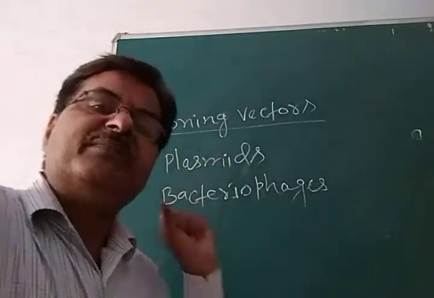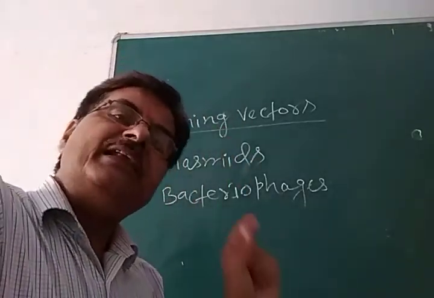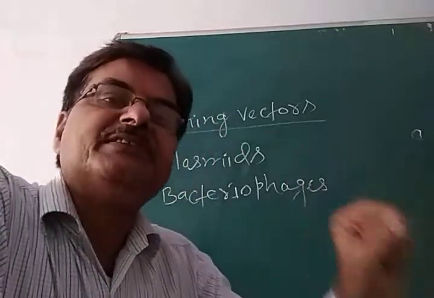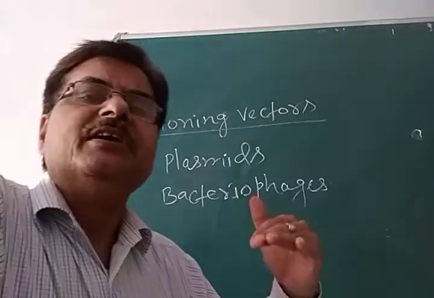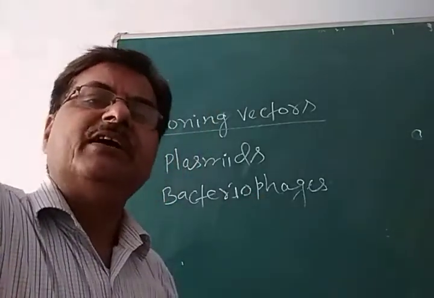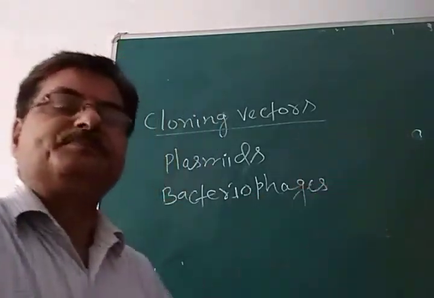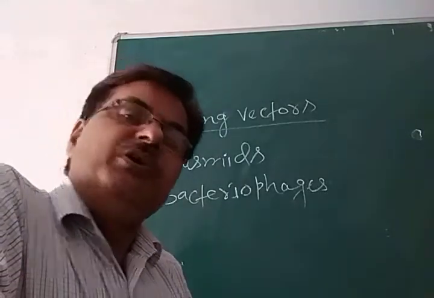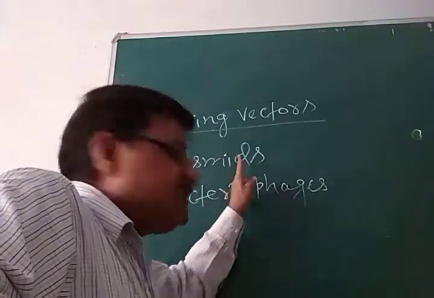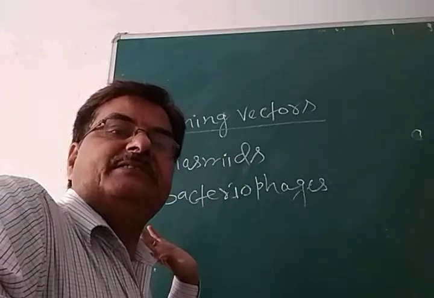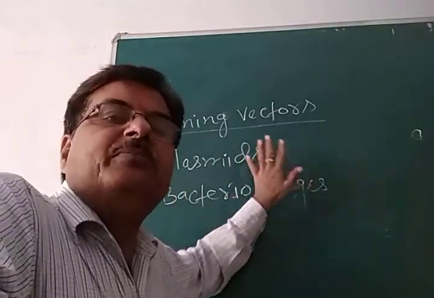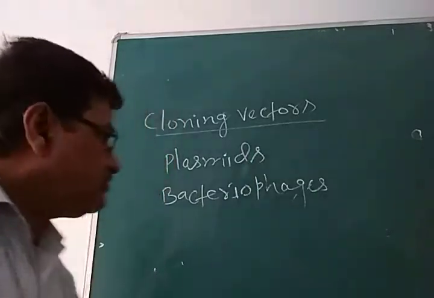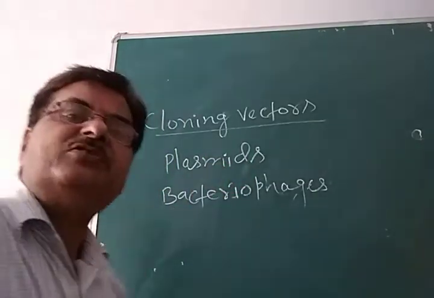Cloning vector means the vector in which we can link that alien piece of DNA for its replication or its cloning, we can say, or to increase their number. We know that both plasmids and bacteriophages can be used as cloning vectors. So that's why we are going to discuss plasmids and bacteriophages.